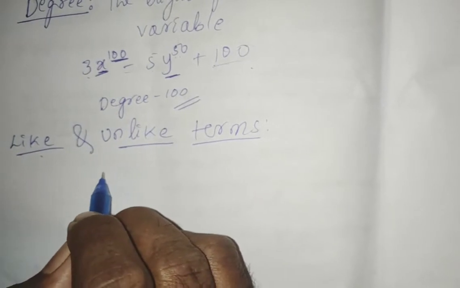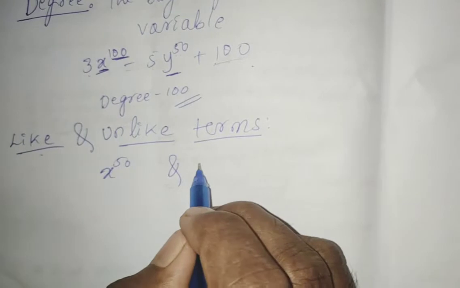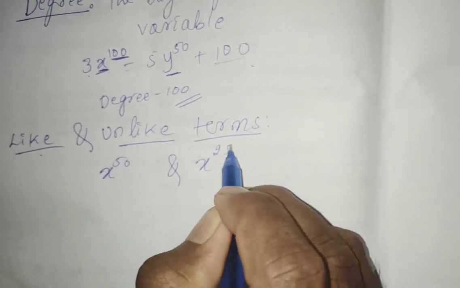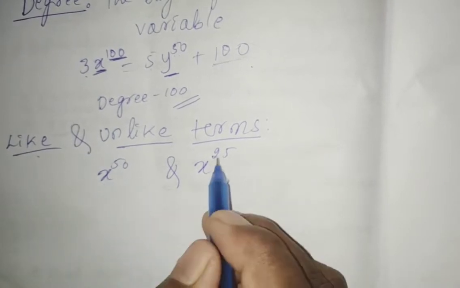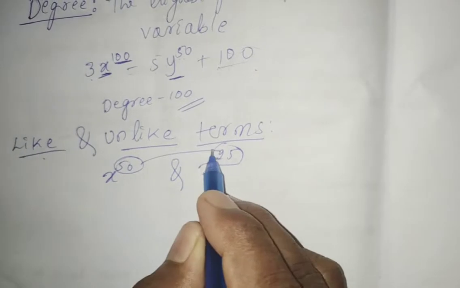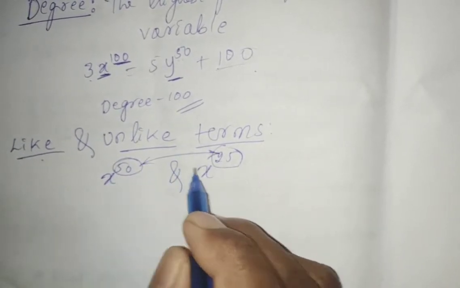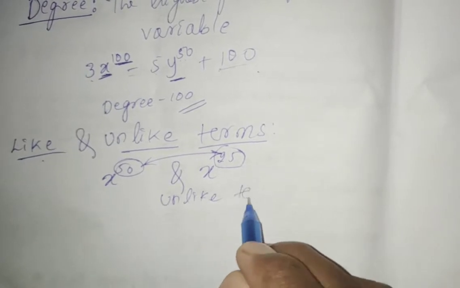Variables, you can take any variable like x raised to 50, and here the same variable x raised to 25. Okay, variables and powers should be the same, then only we can say like terms. But here these two are not the same, so they are not like, these are unlike. They are called unlike terms.